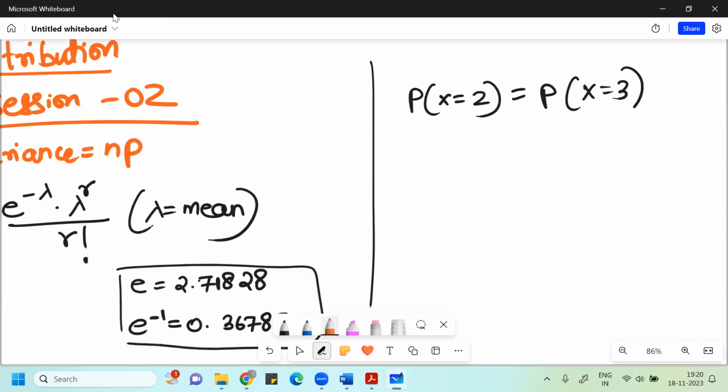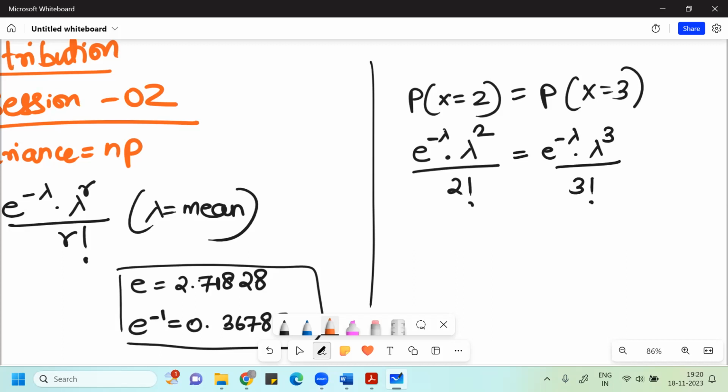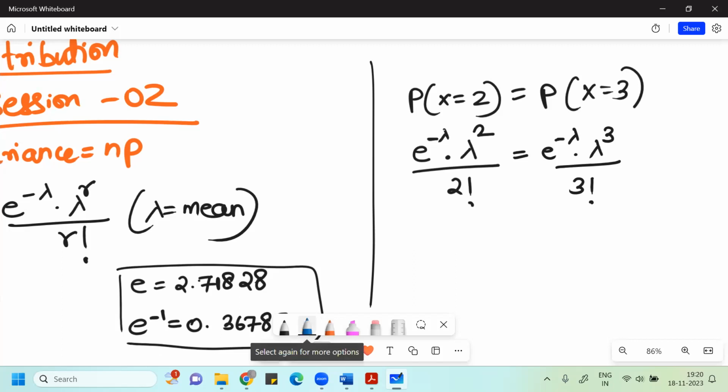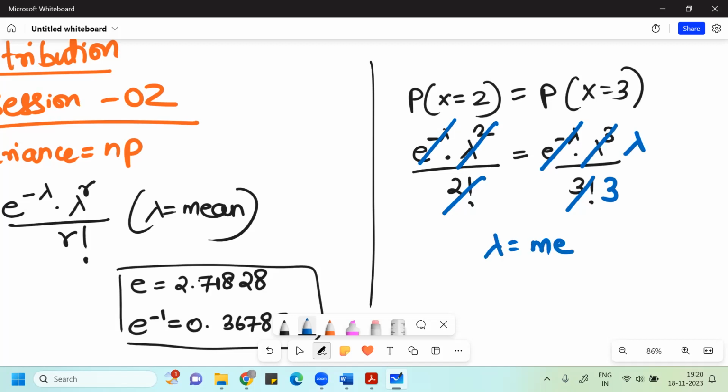So here, P(X = 2) would be e to the power minus lambda into lambda to the power 2 by 2 factorial, right? What is P(X = 3)? e to the power minus lambda into lambda to the power 3 by 3 factorial. Clear everyone? Now I can cancel this and this. 3 factorial is 3 into 2 factorial, and 2 factorial is 2, so 3 factorial is 6. Whatever remains, this would be lambda. So lambda, or mean, is equal to 3.